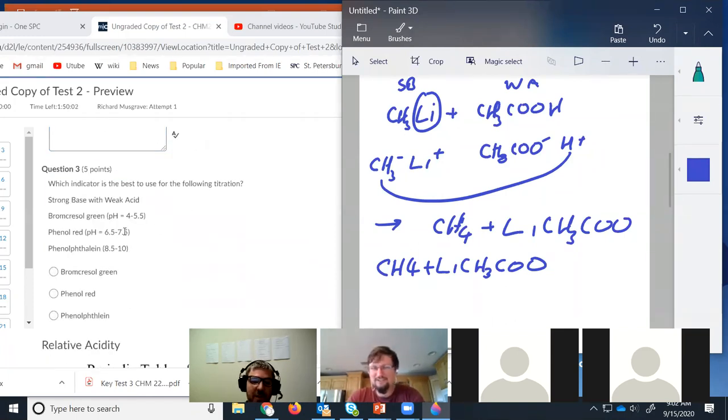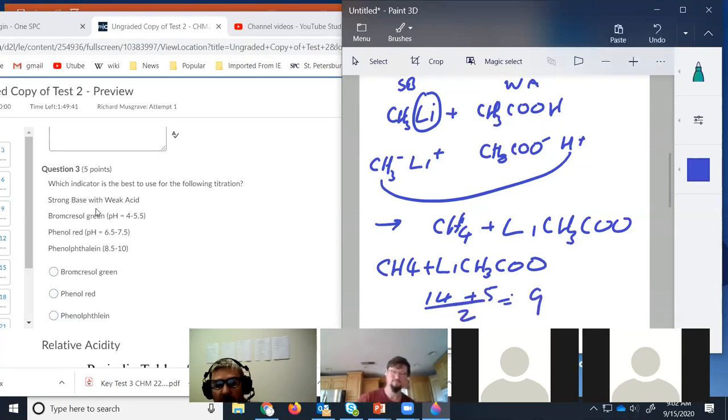Which indicator is the best to use in the following titration? So strong base with weak acid. What do you have to do there? Well, you have to figure out what the pH of the equivalence point is. That's easy because you've got strong base. Strong base is 14. Weak acid is 5. Divide that by 2 and you get 9. And then you'll go with phenolphthalein as your answer. So question 3 is easy.